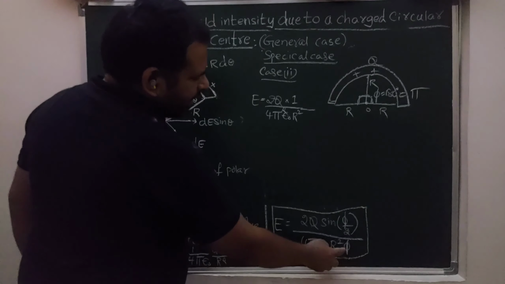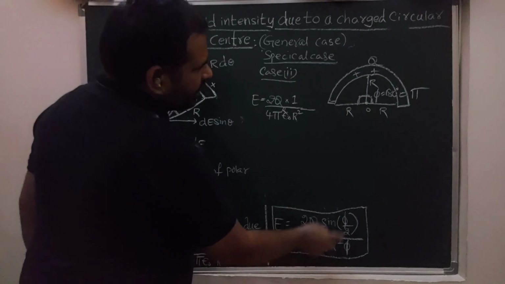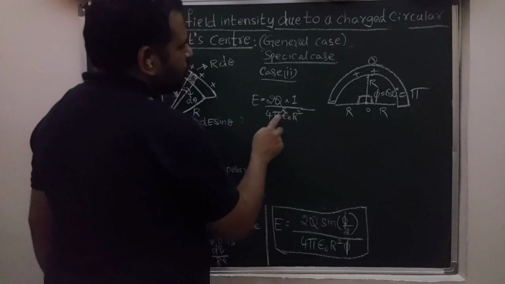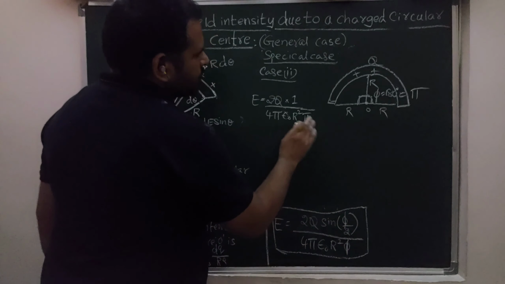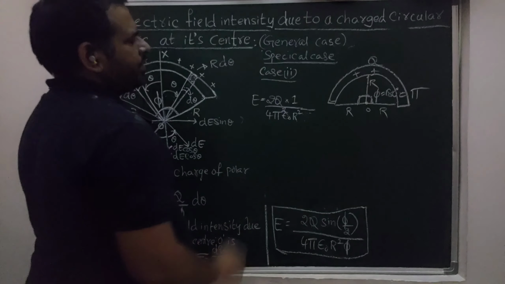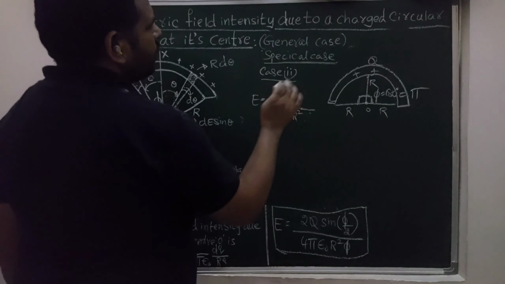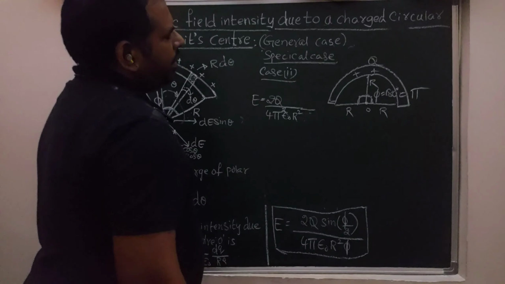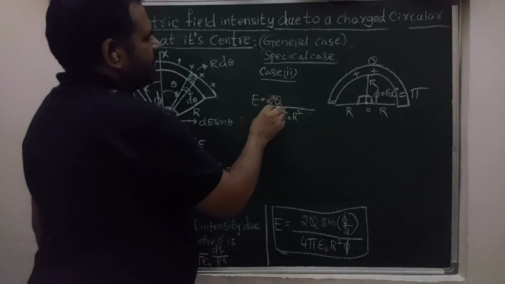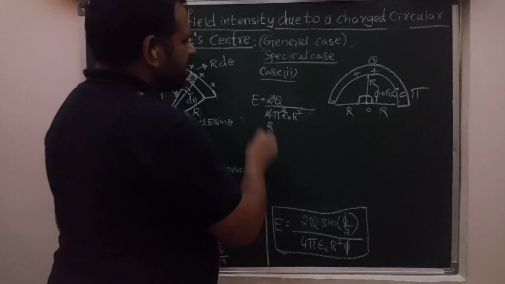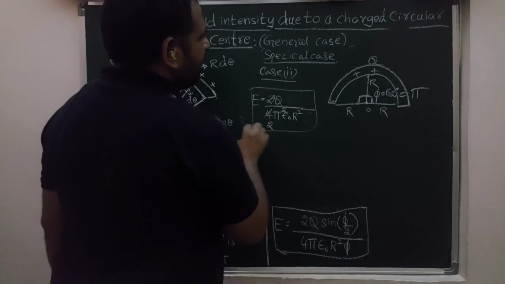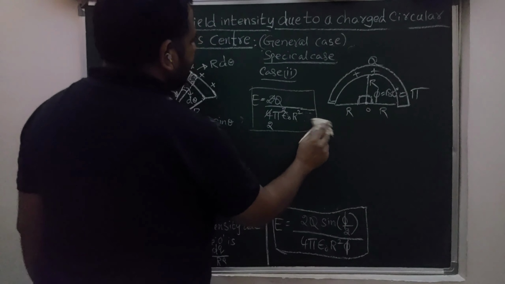Here again, we have 4 pi epsilon naught into r square, but the angle is pi, so one more pi has to be written, giving pi square. So 2Q by 4 pi square, and you can cancel the 2, giving 1 by 2. So Q by 2 pi square epsilon naught into r square is the formula for the electric field intensity at the center when the angle is 180 degrees.